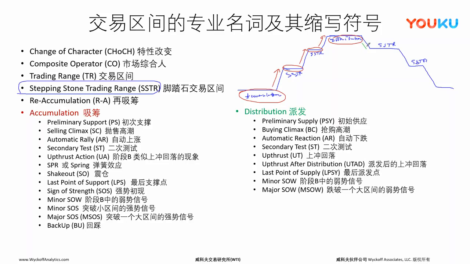The same would happen after the original distribution. As the price goes down, there might be some kind of climactic action, which is the intermediate climax. And then the price will go into the consolidation before the next move to the downside. We would call this stepping stone trading range after the distribution a redistribution trading range, and we would call the range on the way up after the original accumulation a reaccumulation.